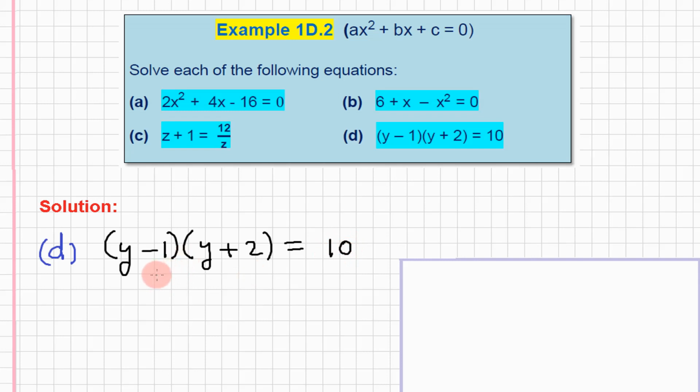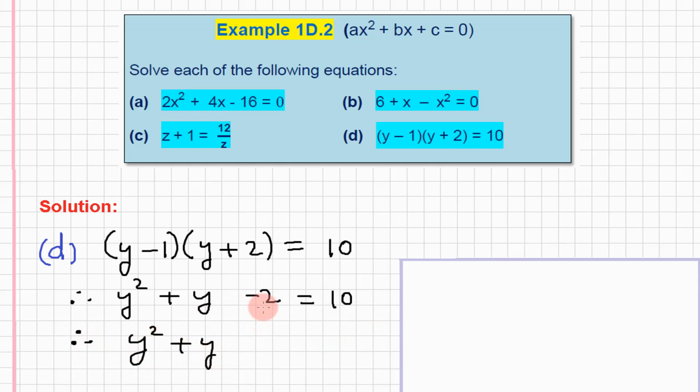This equation is clearly not in standard quadratic form. We can first multiply out the brackets, so y times y is y squared. Negative 1 times positive 2 is negative 2. Then our middle term, negative y plus 2y is plus y. Now we can bring the 10 to the left-hand side. So negative 2 minus 10 is negative 12.